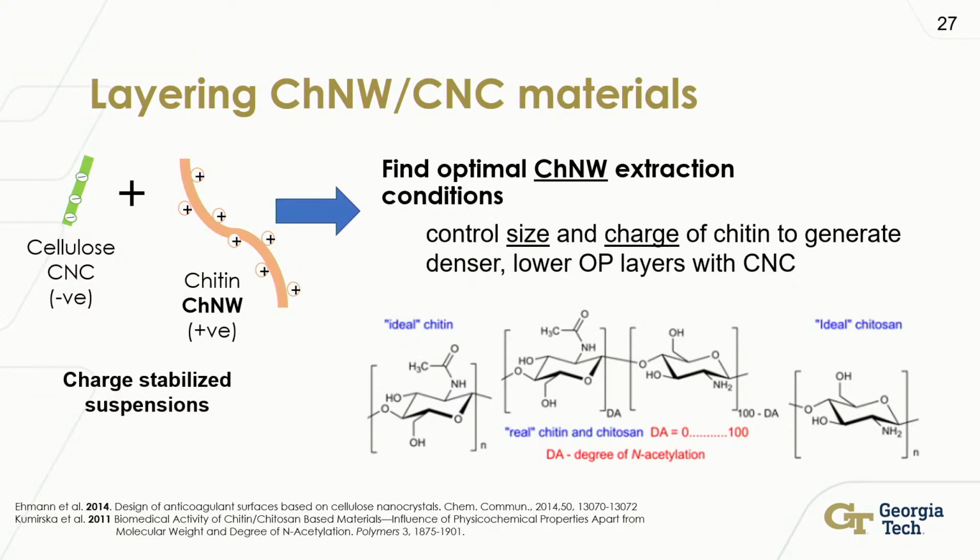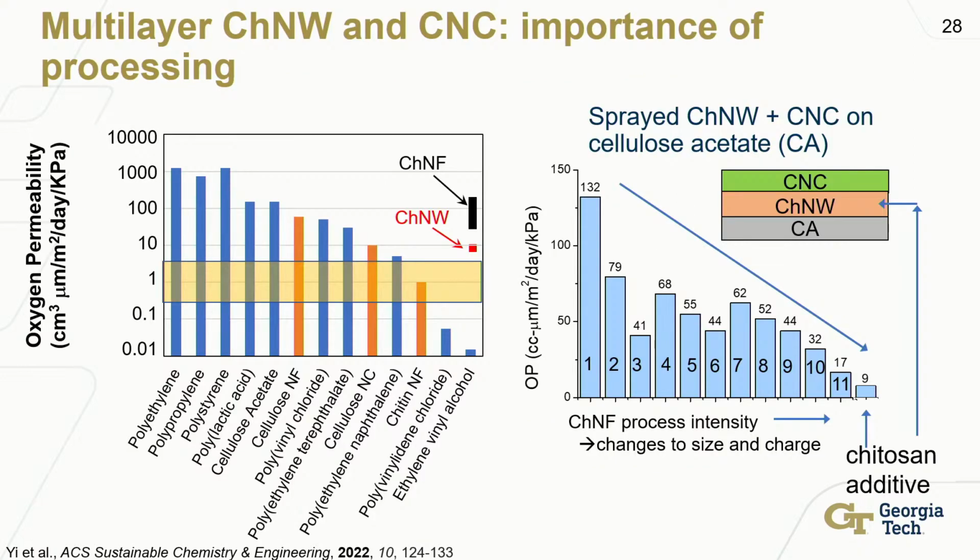And we began to think about, well, are there ways to optimize this chitin and strip off more of these acetamide groups and have more amine? Therefore, they could get higher charge, and they could be lower size and pack better into denser structures. So that's where we went into switching modes into the chitin nanowhiskers. We did a study recently on the process intensity. If you start with chitin nanofibers and you intensify the deacetylation process, stripping off more and more of those amine groups, you sequentially begin to lower the oxygen permeability.